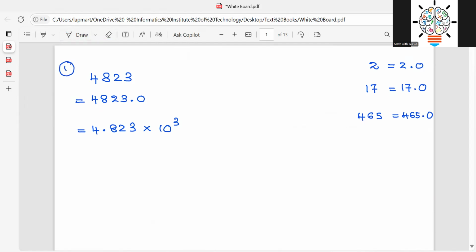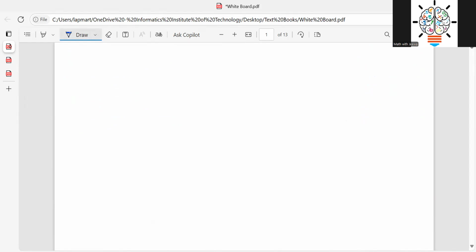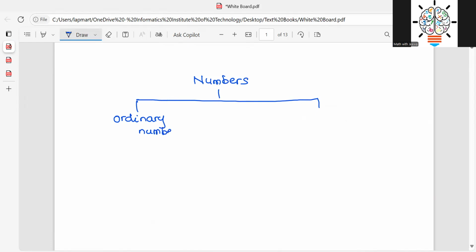But before moving to the example, we want to write something. Write this in your theory book. The numbers we are talking about are of 2 types: ordinary numbers and standard form.